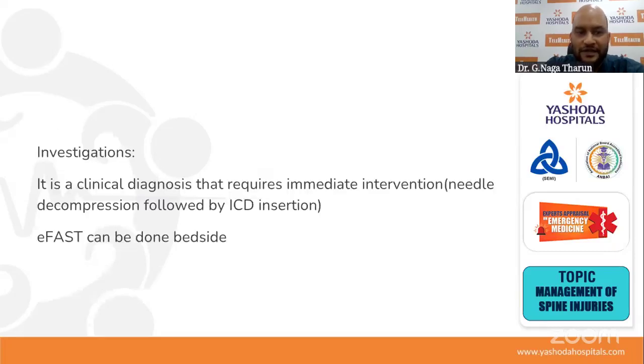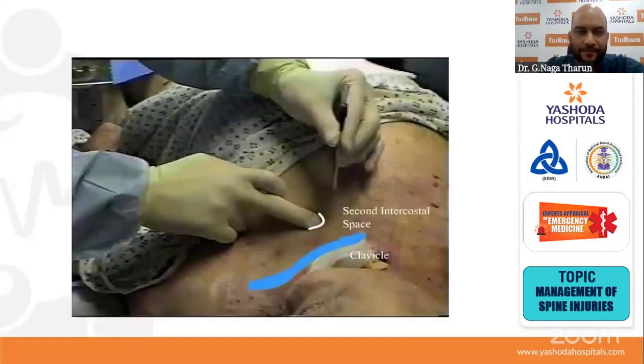Coming to investigations, tension pneumothorax is a clinical diagnosis that requires immediate intervention. No need to wait for X-ray or anything. If signs of tension pneumothorax are present after receiving the trauma patient, immediately we have to go for needle decompression followed by ICD insertion. EFAST can be done at the bedside for the diagnosis of tension pneumothorax.